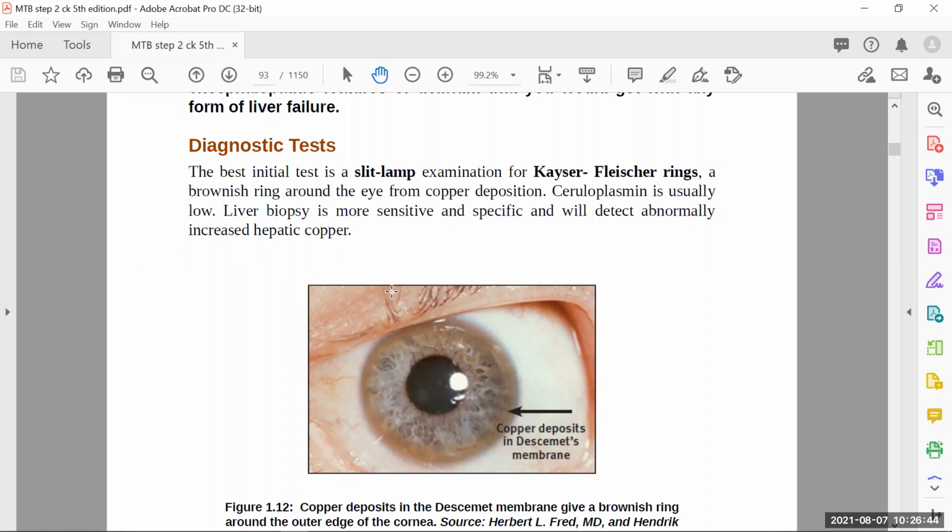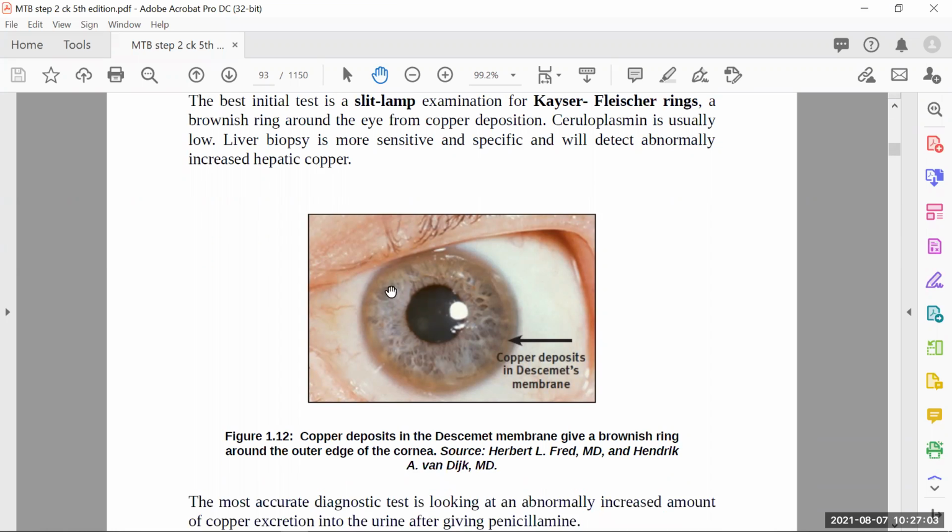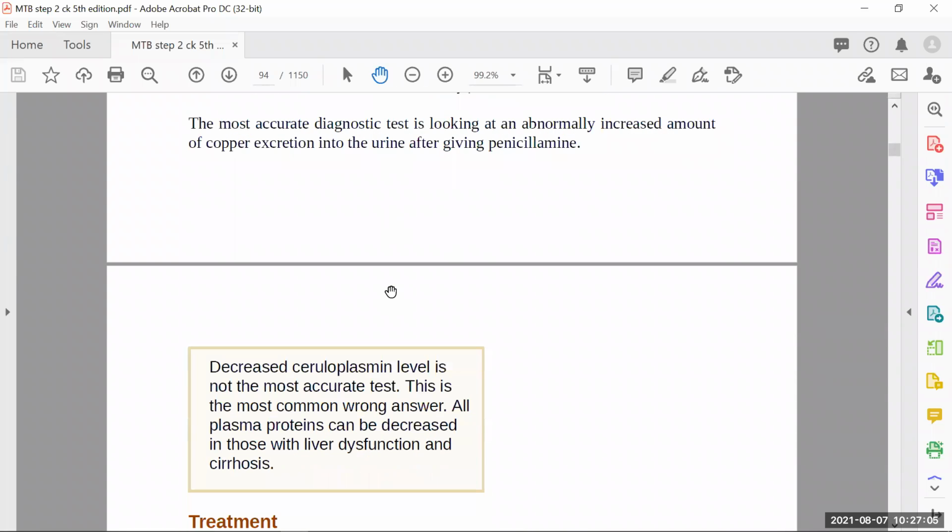So what you will do, you will check the liver. We can go for liver biopsy, which is considered the most accurate test, sensitive and specific, and will detect abnormally increased hepatic copper. If on biopsy we find increased hepatic copper, of course that is going to confirm the diagnosis. But through slit lamp examination, your best initial test, you should have an idea, okay, this is copper deposition. The most accurate diagnostic test is looking at abnormally increased copper excretion in the urine after giving penicillamine.